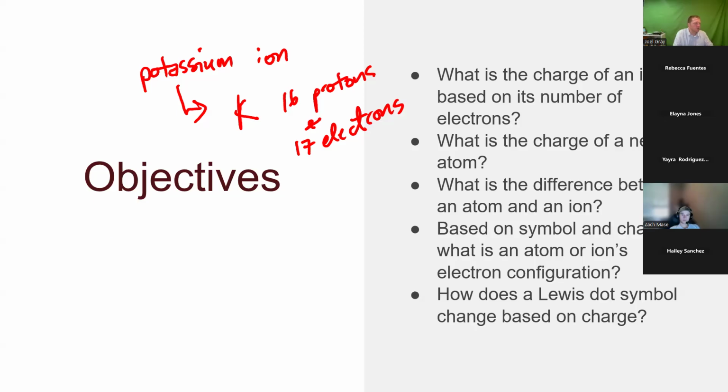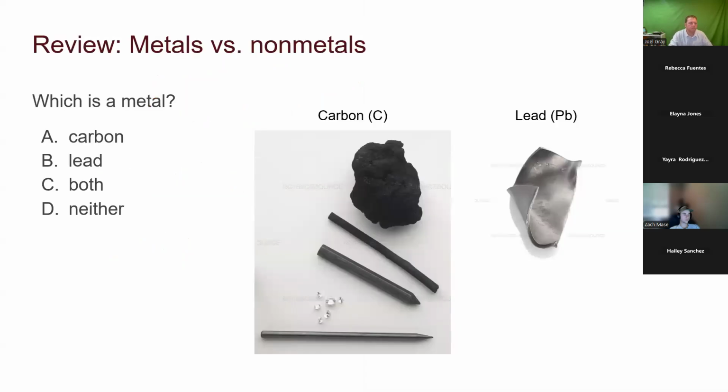That electron configuration is 1s2, 2s2, 2p3, and so on. Then, how does a Lewis dot symbol change based on charge? We haven't yet talked about Lewis dot symbols, but the rest of this, it's almost like I've spilled out the Lego pieces on the table and said, grab this piece, this piece, this piece, and we're going to assemble it into lots of these learning objectives.